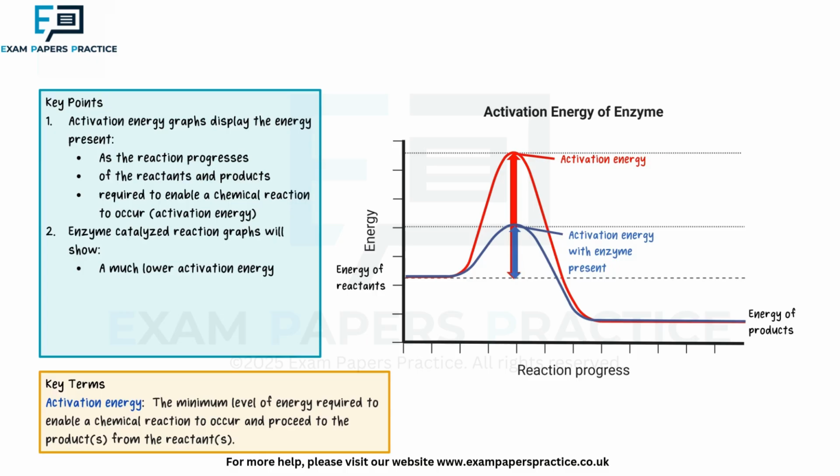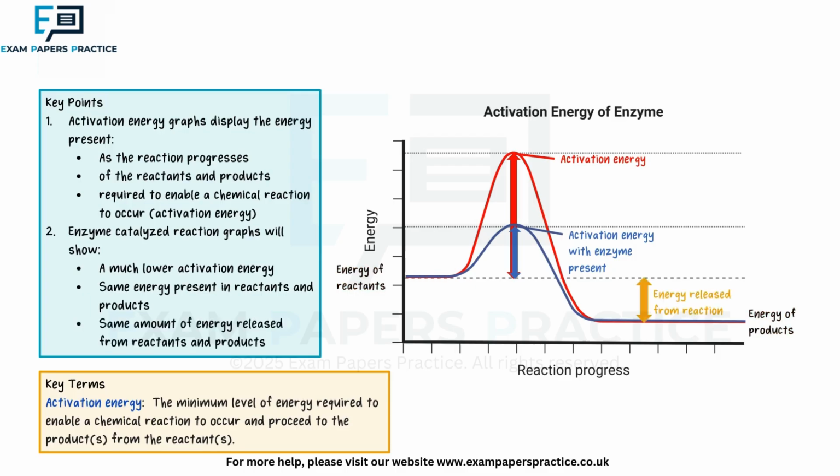However, the energy present in the reactants and products have not changed. The same amount of energy was released from this reaction, although with an enzyme, far less energy was required to make the reaction happen. So enzymes not only allow the body to control when chemical reactions occur, but they also help the body to conserve energy in every enzyme-controlled chemical reaction by lowering the activation energy of the reaction.